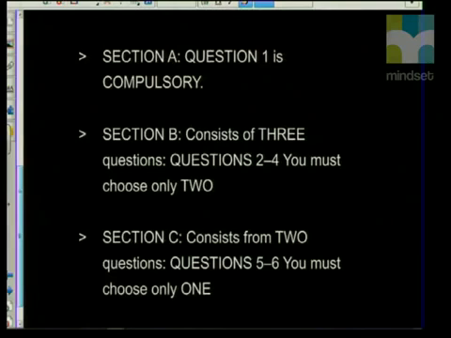Section B consists of 3 questions again. Of these 3 questions, you only have to answer 2. And then Section C will consist of 2 questions, and you choose only one of those essays.